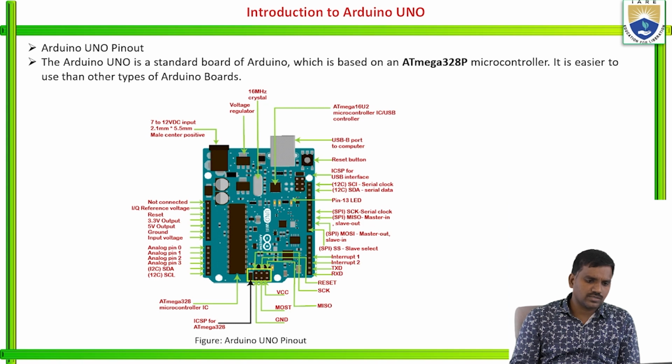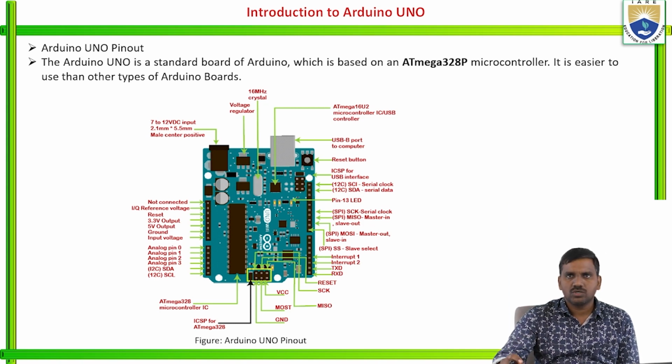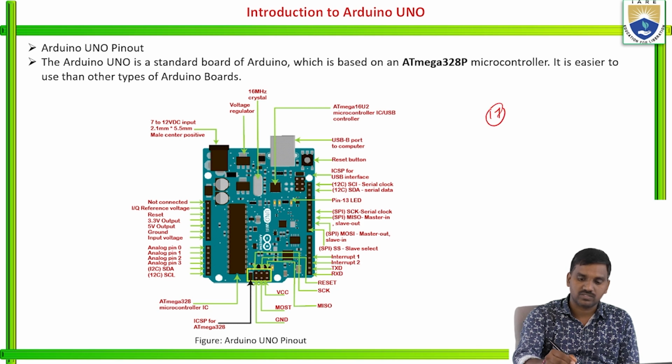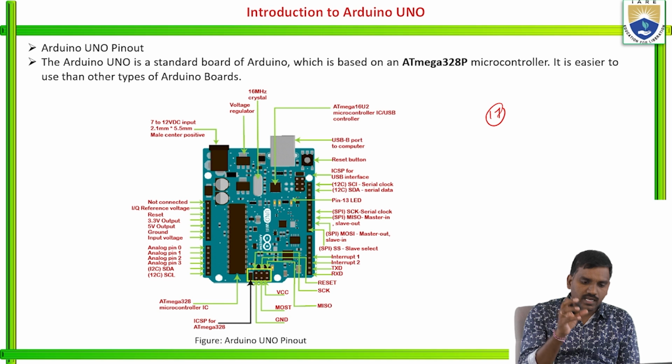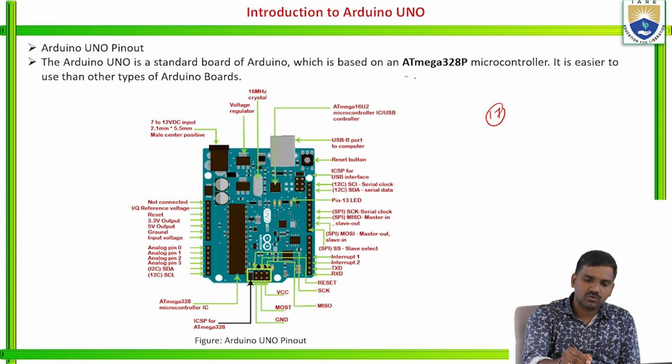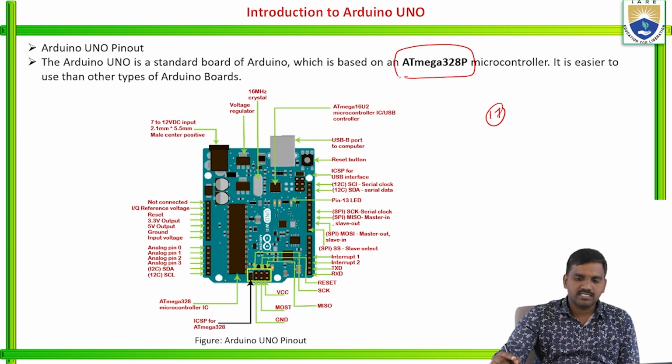Next, Arduino pinout. This is just the elaboration of the pins we discussed in the first three slides. The Arduino has 17 types of pins. Those were only titles; this is the elaboration. The Arduino Uno is a standard board of Arduino, based on the Atmega 328P microcontroller. It is easier to use than the other types of Arduino boards. So here is the Arduino Uno board, with 17 types of pins.